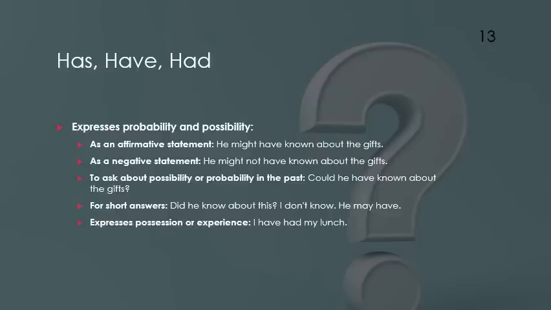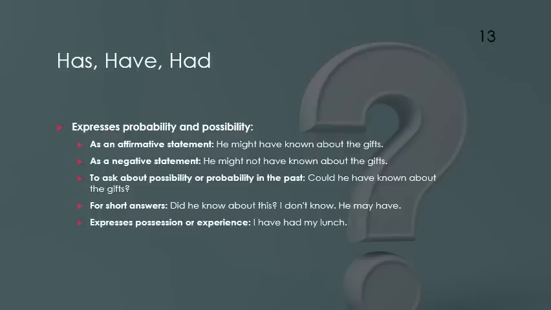It may also express a negative statement. He might not have known about the gifts. Again, we are using it with the modal might. So he might not have known about the gifts is a negative statement. To ask about possibility or probability in the past: could he have known about the gifts? For short answers: did he know about the gifts? I don't know. He may have.